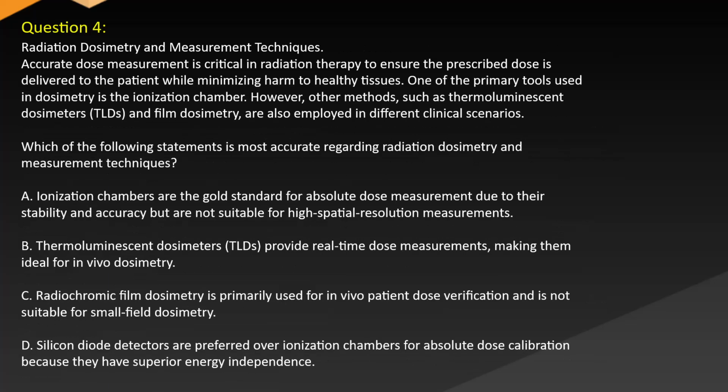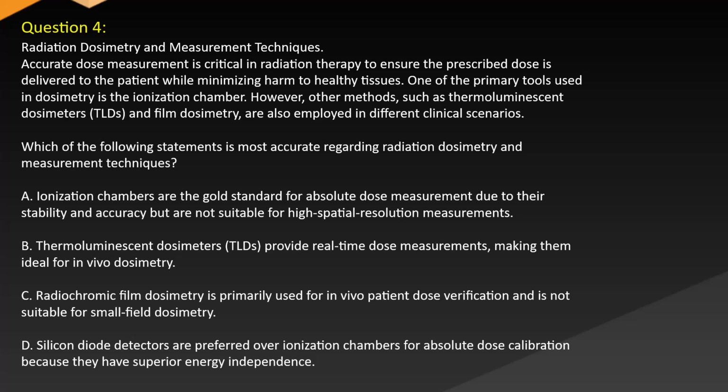Question 4. Radiation dosimetry and measurement techniques. Accurate dose measurement is critical in radiation therapy to ensure the prescribed dose is delivered to the patient while minimizing harm to healthy tissues. One of the primary tools used in dosimetry is the ionization chamber. However, other methods, such as thermoluminescent dosimeters (TLDs) and film dosimetry, are also employed in different clinical scenarios. Which of the following statements is most accurate regarding radiation dosimetry and measurement techniques?